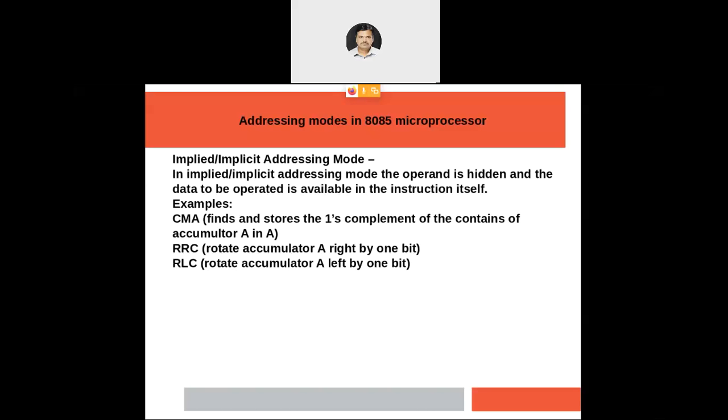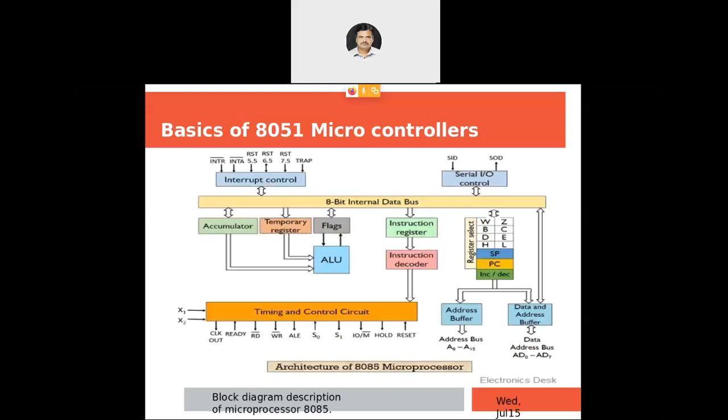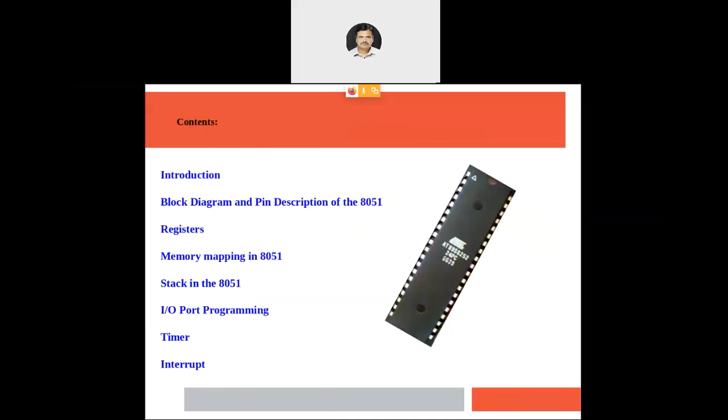Then RRC, that is rotate accumulator A right by 1 bit. Then RLC, rotate accumulator A left by 1 bit. We'll see in detail at the time of coding. So this is in short related to the addressing modes. That is the basics of the controller; the block diagram we have seen earlier, no necessity to repeat. Then the contents of this PPT, in brief: in the first unit, we are going to study the block diagram, pin description, registers, memory mapping, stack, IO port programming, timer, etc.